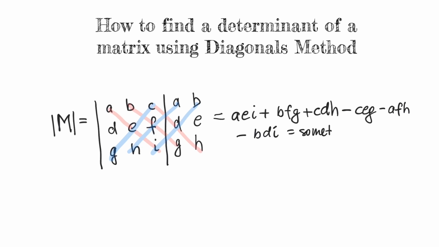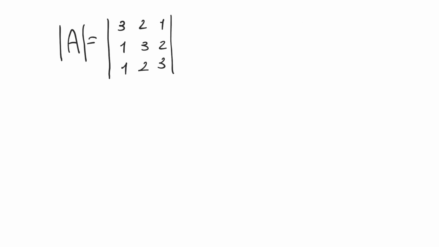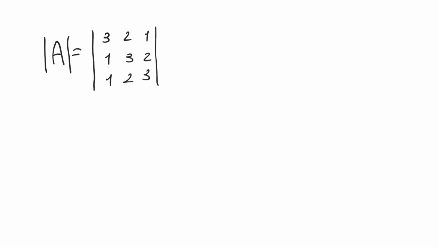Now let's look at another matrix that we can actually calculate. And we have matrix A over here, which is just different variations of 3, 2, 1, as you can see. So let's start by writing the first two columns next to our last column. 3, 1, 1, 2, 3, 2. And again, we can highlight the diagonals.